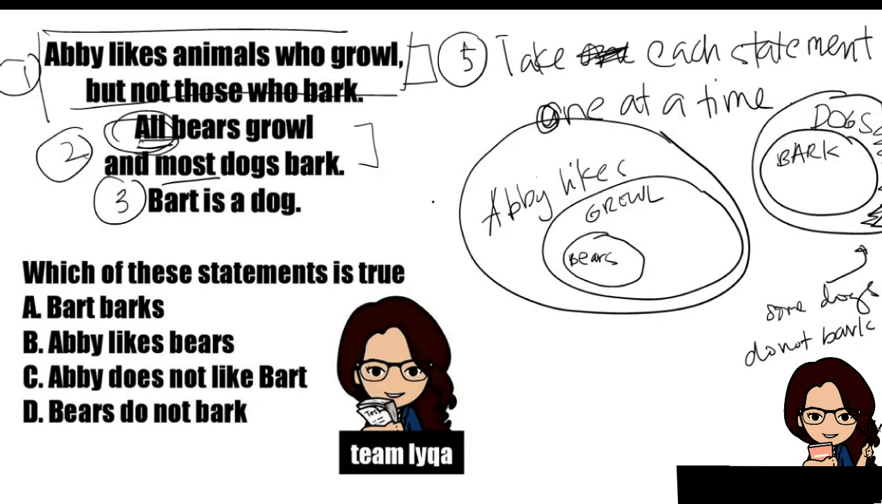Okay? Ngayon, using that last statement, titingnan natin kung ano yung tama. Ngayon, the first option here is, it says Bart barks. Okay? Some of you answered A. Bart barks. Bakit? Kasi ang sabi, Bart is a dog. And in real life situations, ang dogs bark.